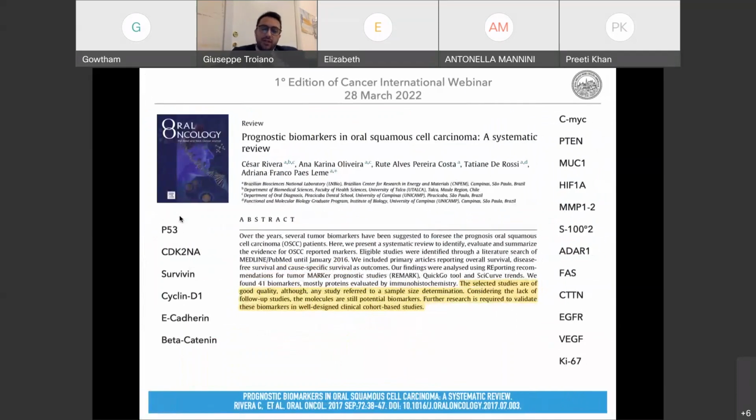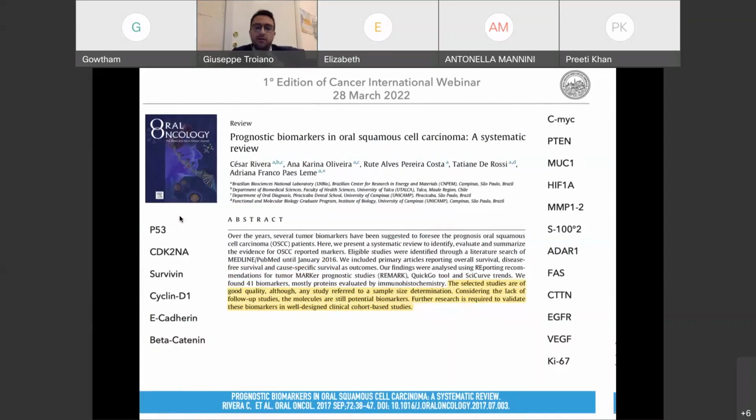From the gene expression data, we know that there are a lot of proteins that seem to be correlated with the prognosis, but we are still in an early phase, and none of these has been confirmed in a prospective study or can be used in clinical practice.